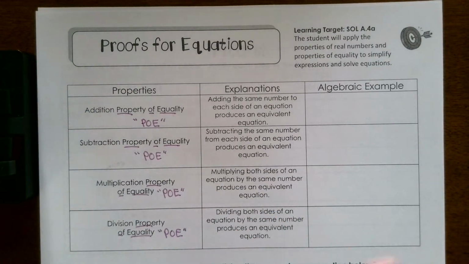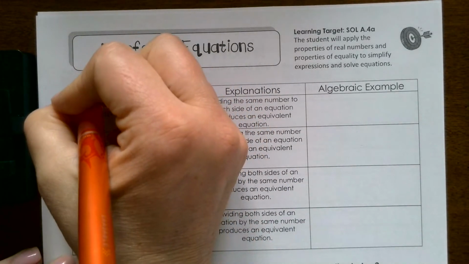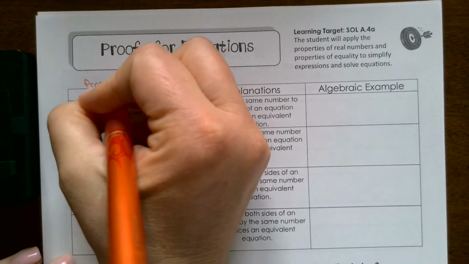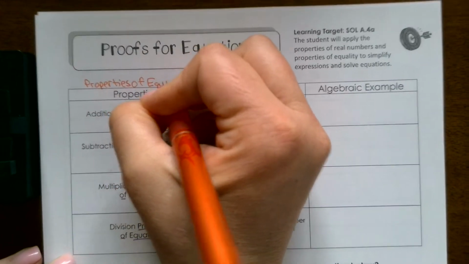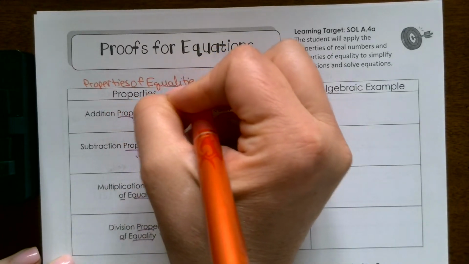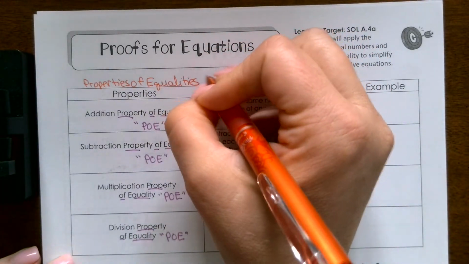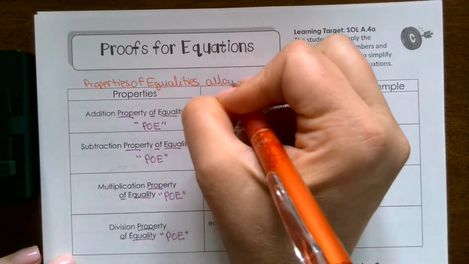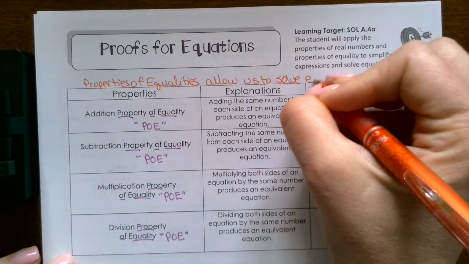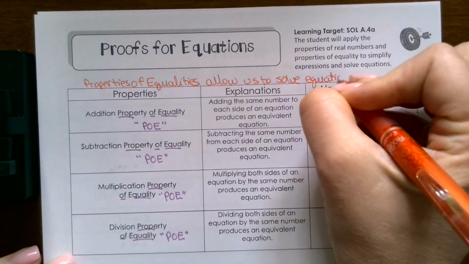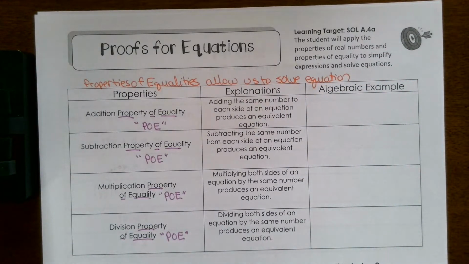Now, properties of equality. So these properties of equality, I'll write it out here, help us solve equations. And that is going to be our next unit, solving multi-step equations. So these allow us to solve. And I think once we read through it all, it will make a lot of sense.